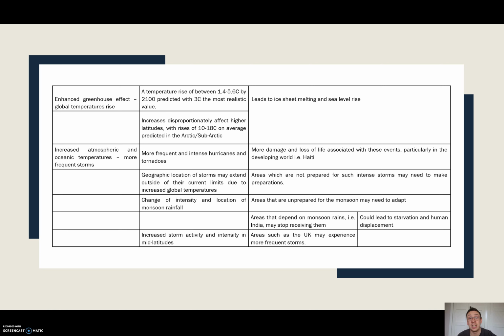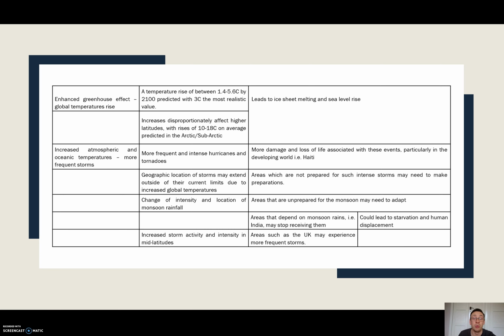Now again, linking into this idea of increasing temperatures, that puts more energy in the atmosphere, and that will see an increased volume of storms. We're talking about more intense storms in general, but we're also talking about hurricanes and tornadoes. Where these storms occur is going to shift, because the setting that you need for these storms is going to become more prevalent in different areas around the world. So where you find storms will change.